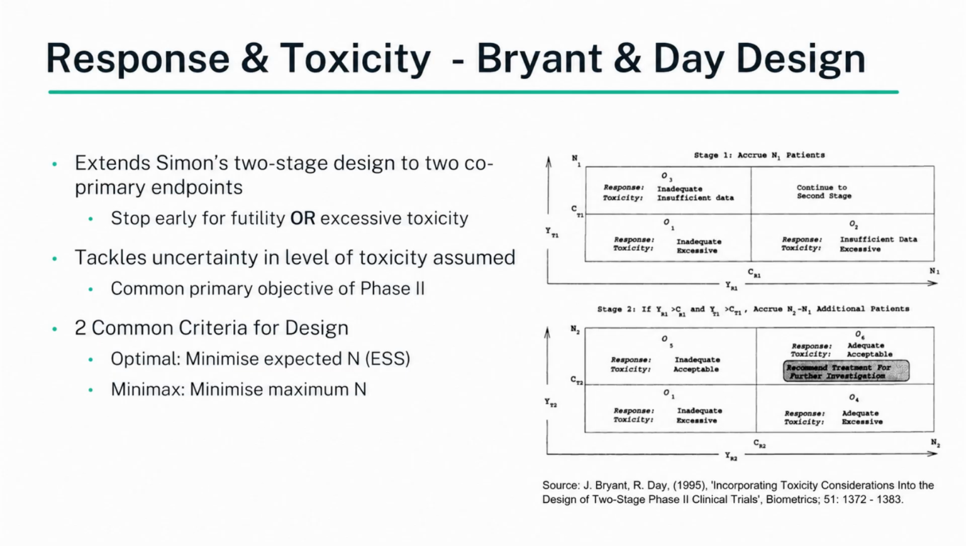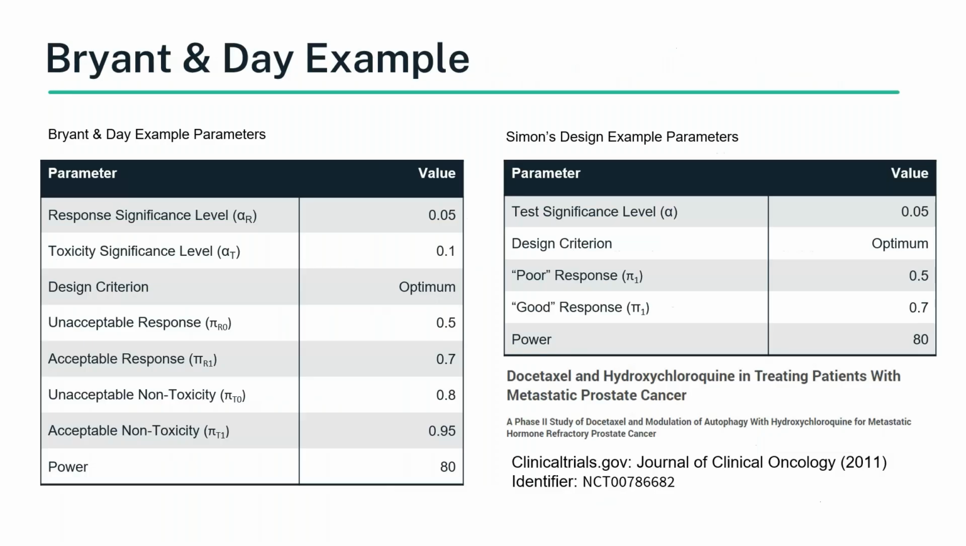And obviously, also here, the specific toxicity cutoff values are specified similarly to how the response cutoff values were required for the Simon's design. So that will hopefully make a bit more sense when we take a look at the example in just a moment. But just to mention before that, however, that similar to Simon's design, the design criteria available are the optimum and minimax choices. So now let's delve into an example.